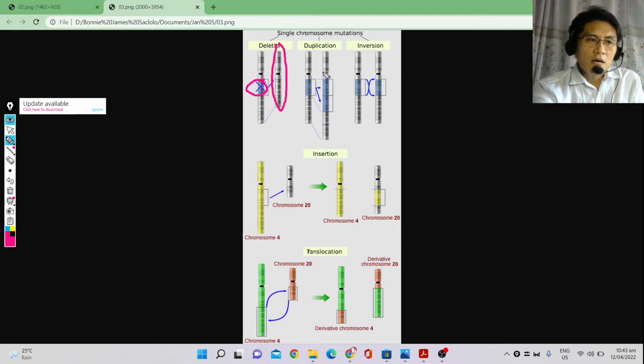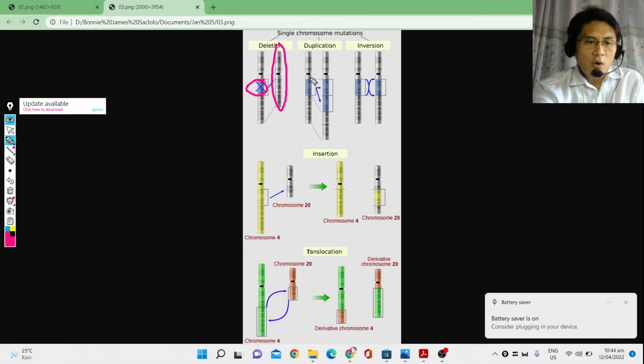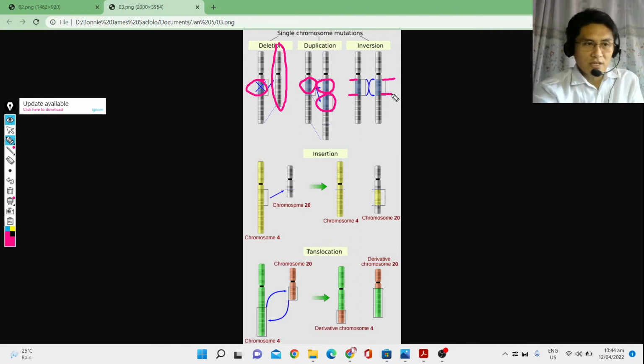Another mutation is duplication, meaning if you have page 20 to page 40, when it gets copied, it becomes page 20 to page 40, and then after that is also page 20 to page 40. So you have a duplicate. And then you could have inversion, meaning if this is page 20 at the beginning and page 40 at the end of the segment, it gets inverted, where page 40 is here and page 20 is here. So it gets inverted, right?